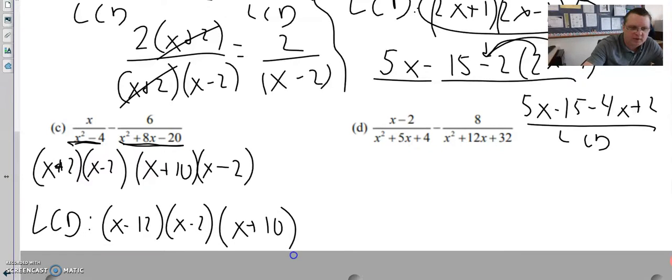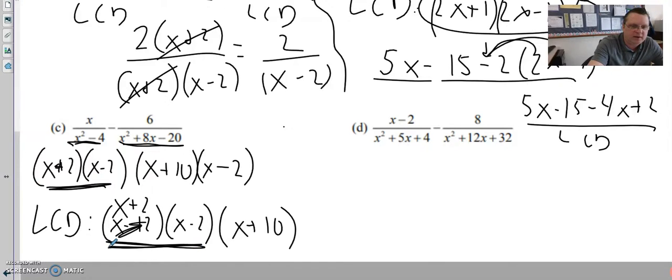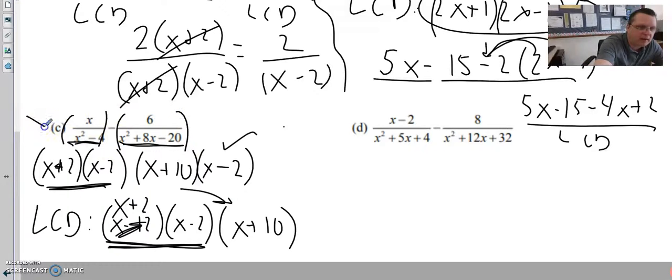LCD, and again, pause if you need to. For the LCD, I put minus 12 here because that's what it looked like. So this is an x plus 2, an x minus 2, and an x plus 10. First I got the x plus 2, x minus 2. Then the x minus 2 was already accounted for, so I also had to bring down the x plus 10. So in this first set, I have to multiply by an x plus 10. In the second set, I have to multiply everything by an x plus 2.